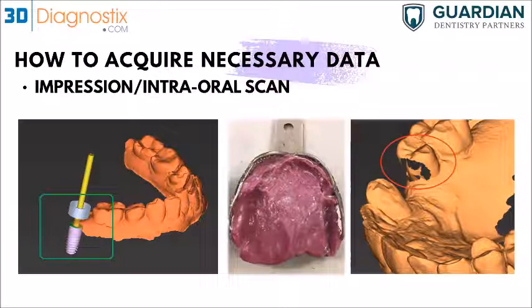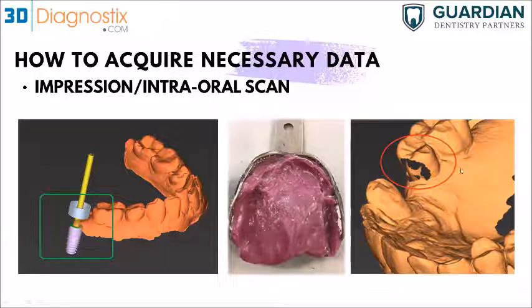And so this is why it's really important. The second image right here shows an impression that is distorted. Whenever we receive an impression like that, it's just going to be really difficult to pour, so sometimes it's not accepted. And even if we try to pour a model, it's not going to be accurate enough to match with the patient's anatomy.